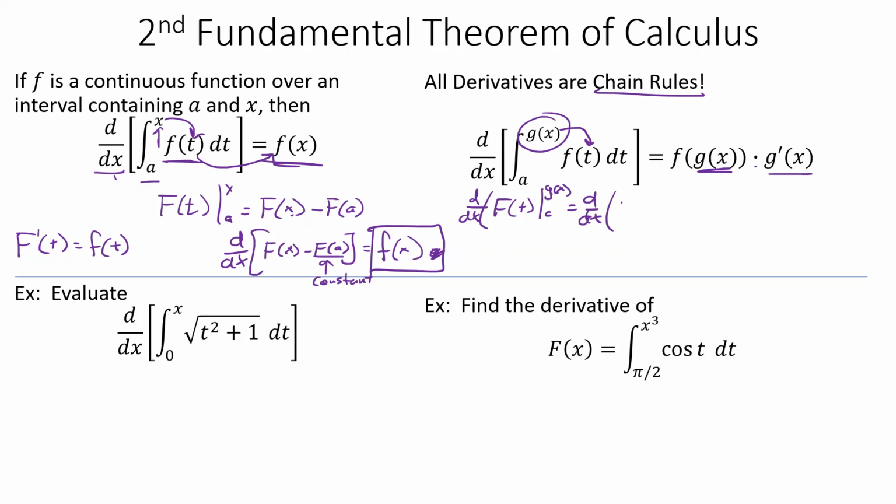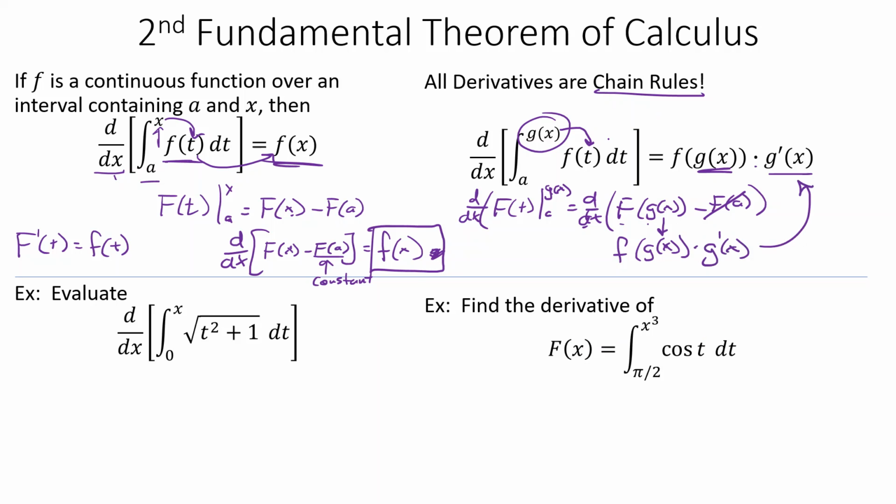We get capital F of g of x minus capital F of a. If we take the derivative now, this guy is just 0. We take the derivative of capital F, we get lowercase f, with that new function inside of it, it stays the same. And then since it's a chain rule, times the derivative of the inside, and that's where this guy comes from.